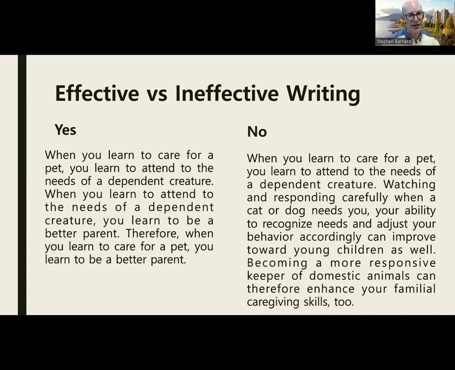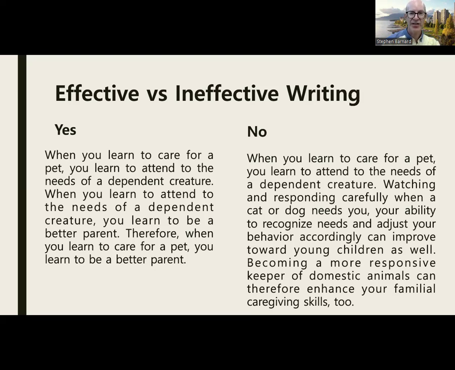Therefore, when you learn to take care of a pet, you learn to be a better parent. Now, in this case, by repeating the term dependent creature, it helps the person make their argument very clear. If you learn how to take care of a pet, that will help you learn to be a better parent, because when you raise a pet, you take care of a dependent creature, and when you raise children, you are also taking care of a dependent creature.